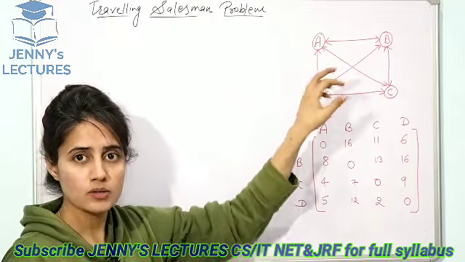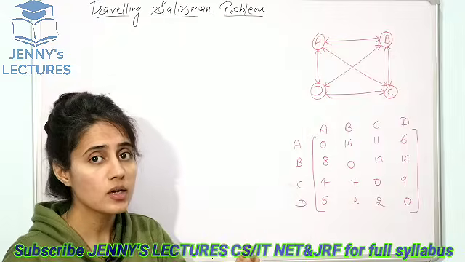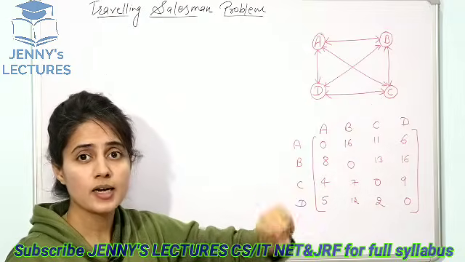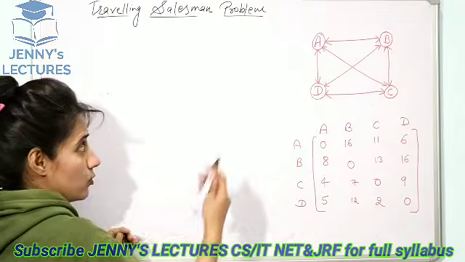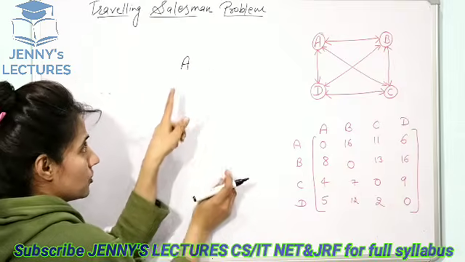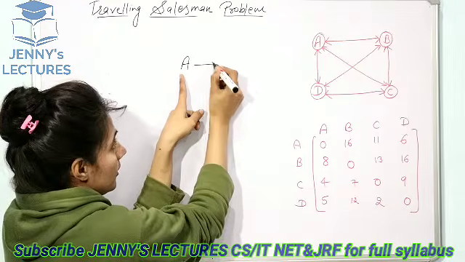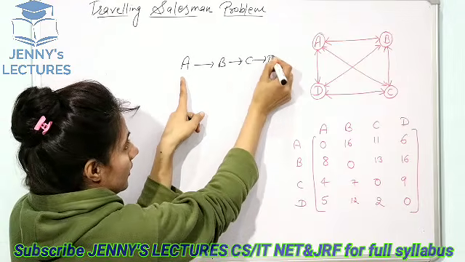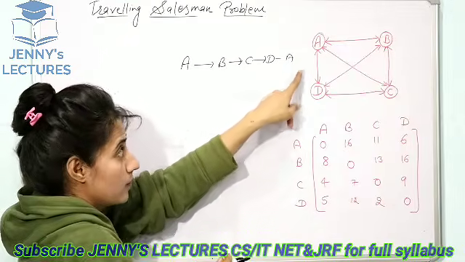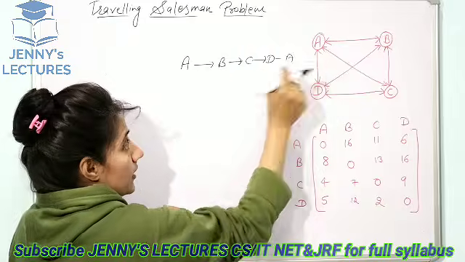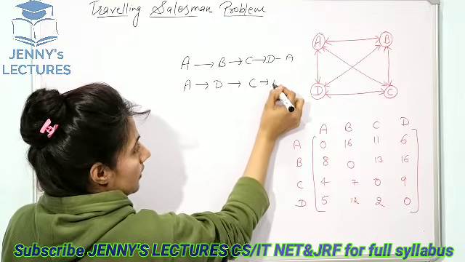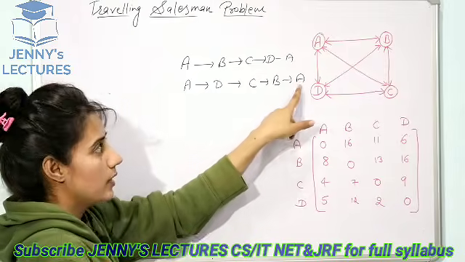It means it will form a cycle, but the restriction is that the salesman can visit all the other cities exactly once. Suppose A is the home city and the salesman starts from A, then he can go to B, then C, then D and then back to A. Okay, this can be a path. Next, maybe from A he can go to D, then C, then B and then back to A.